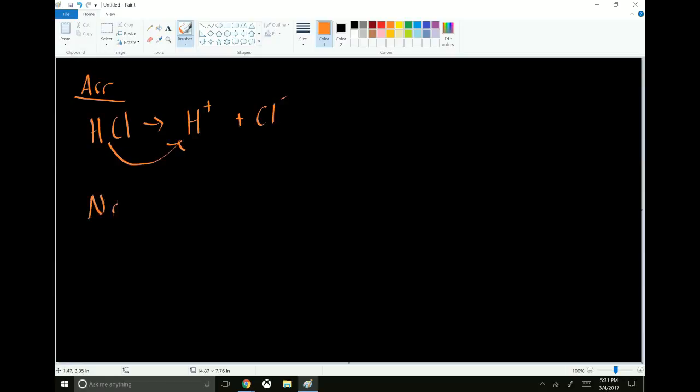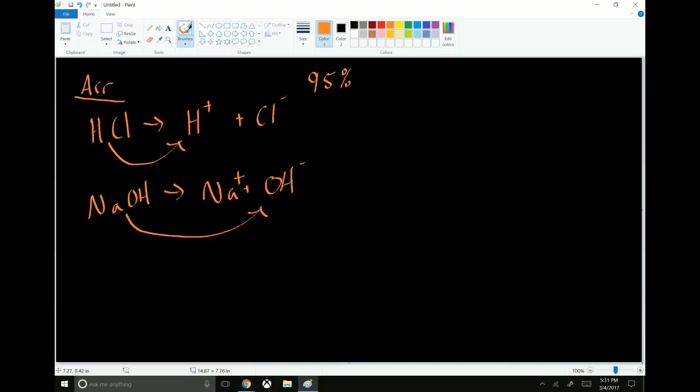And on the other side, you have sodium hydroxide, NaOH. You throw it into solution, it breaks apart into Na+ and OH-. The sodium hydroxide is donating the hydroxide into solution, and that's what makes it a base. This is a good definition, and it covers the majority of acids and bases out there, something like 95%. It's a great definition.